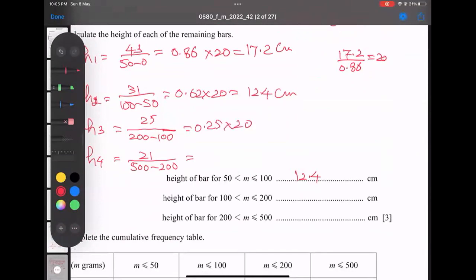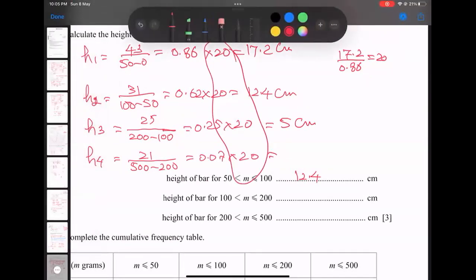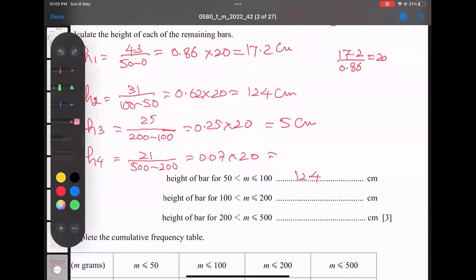Not the whole, every question, same story. It depends upon the question. So next, 21 divided by 300, and I'm getting here 0.07 times 20. In some questions, you multiply by 20, some by 10, some by 2 or 5, and sometimes it divides also. Anyway, I got the answer 1.4. So I'm getting 3 answers, clear. Let's talk about the next one.